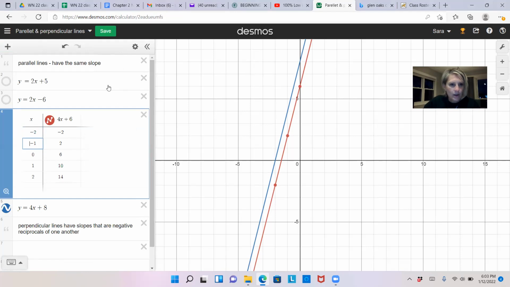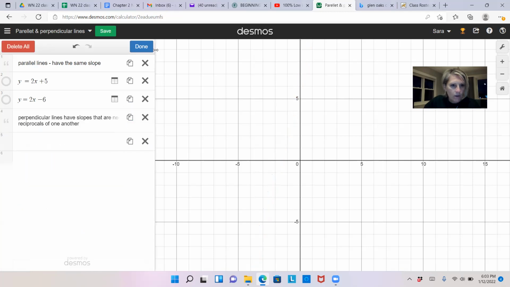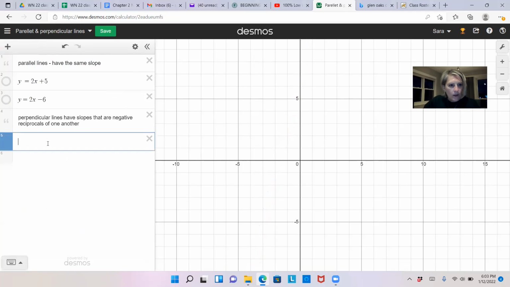Okay, so I am going to delete those for now. Okay, so let's look at perpendicular lines. So perpendicular lines are lines that have slopes that are negative reciprocals of one another. And so that sounds kind of scary, negative reciprocals. Negative reciprocals. So that means they're negative of each other. If one is negative, the other is positive. So we know that. And reciprocal means that the numerator and denominator are flipped.